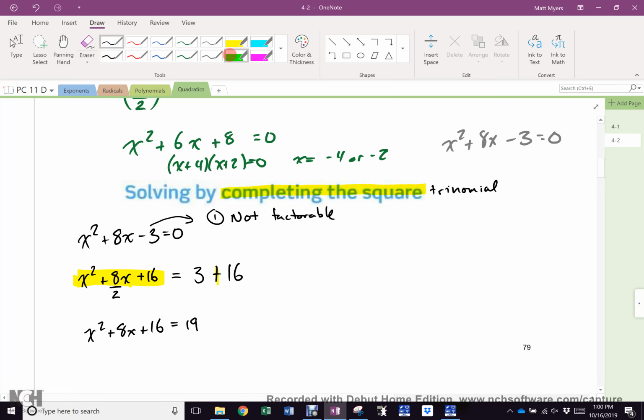Okay. Now we bring math to the party. What can I do with that? I don't know what to do, Mr. Myers. You're right, I haven't taught you. But you do know what to do when you see a trinomial. What is it? Factor it. Is that now a perfect square trinomial? Have we completed a square? Okay, well, what is that? X plus 4 squared equals what?